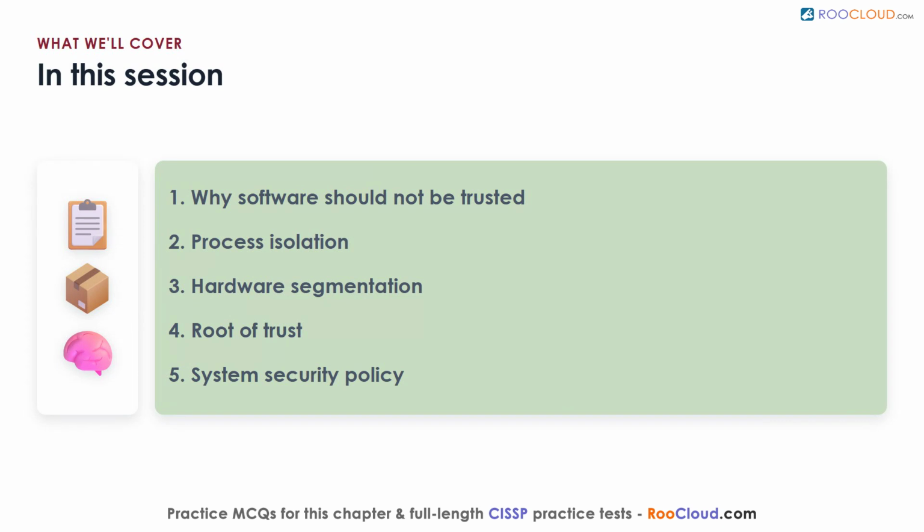Why should you never simply trust software? How does an operating system keep processes from stepping on each other? What does hardware add that software cannot? Where does a system's chain of trust actually begin? And how does a security policy shape a system from the very start?